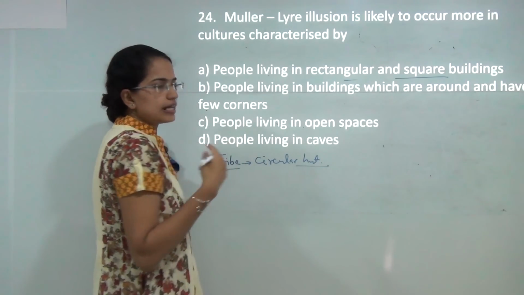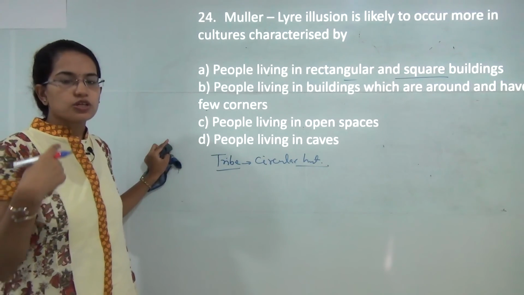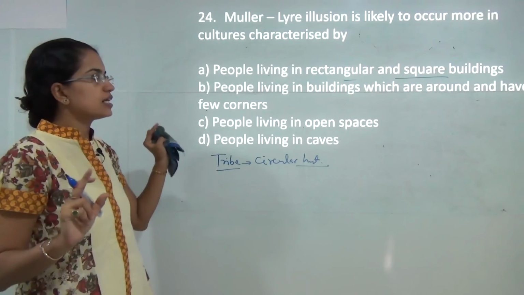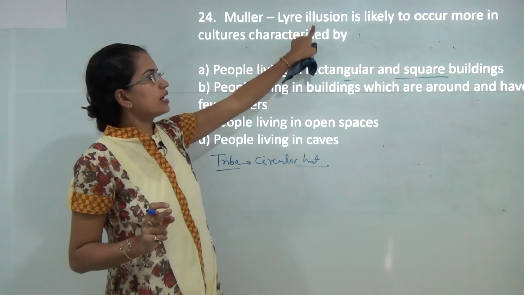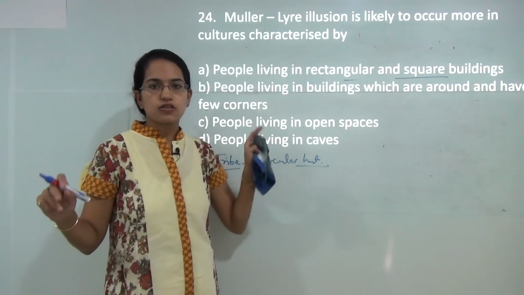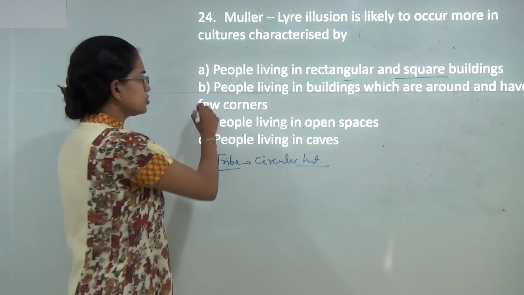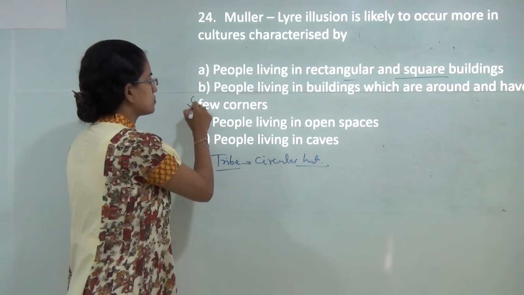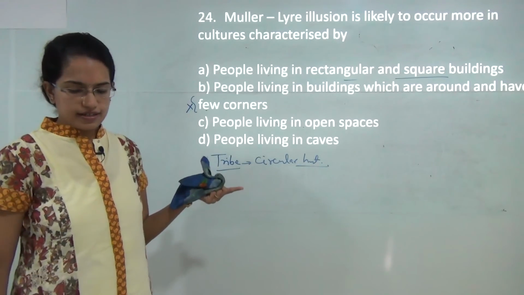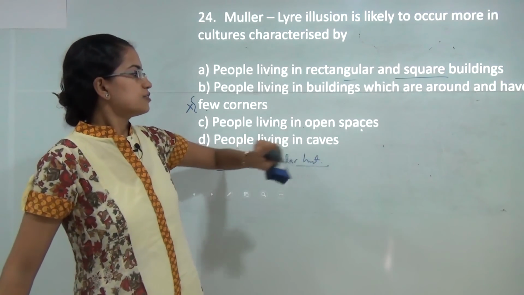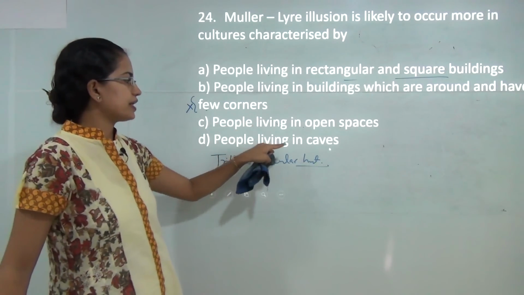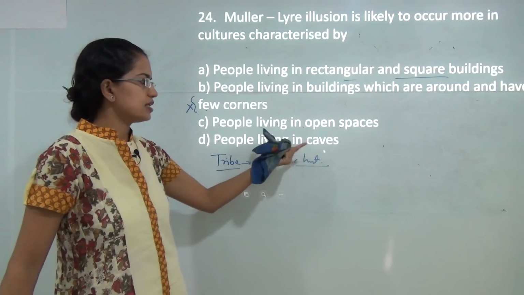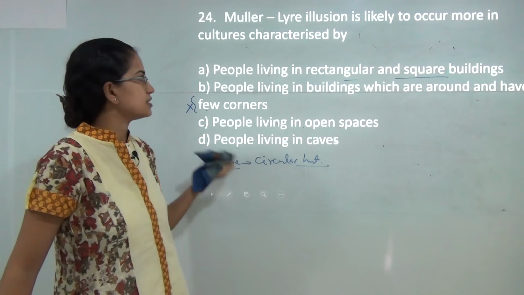The only thing that the examiner is trying to focus on or to confuse here is whether a student understands the Muller-Lyer illusion. What we need to understand is the concept of corners. So people living with few corners would be automatically incorrect, and if there is open space, you won't have any corners, so there is no point. And finally, people living in caves does not make any sense.